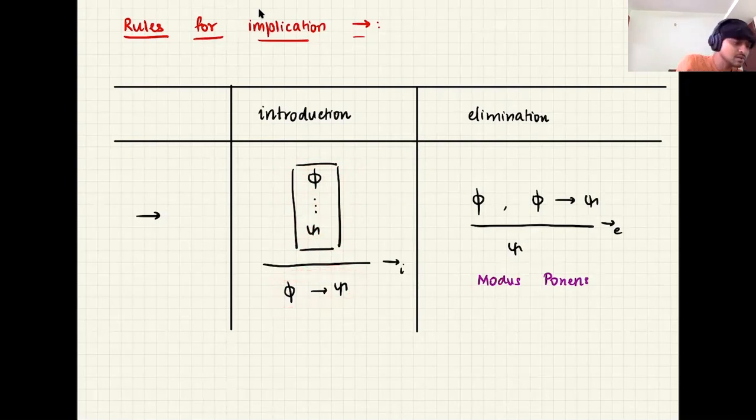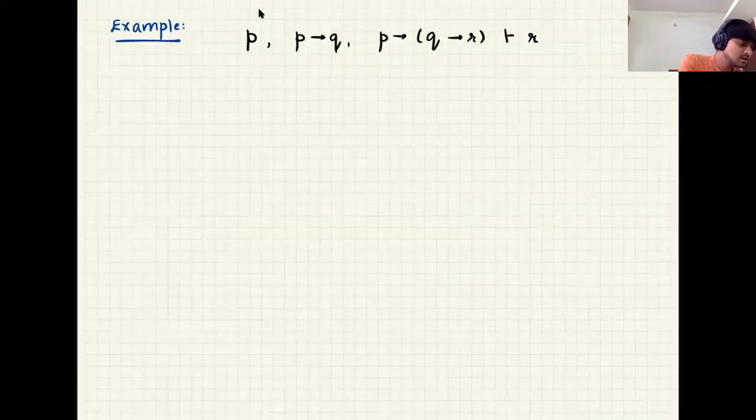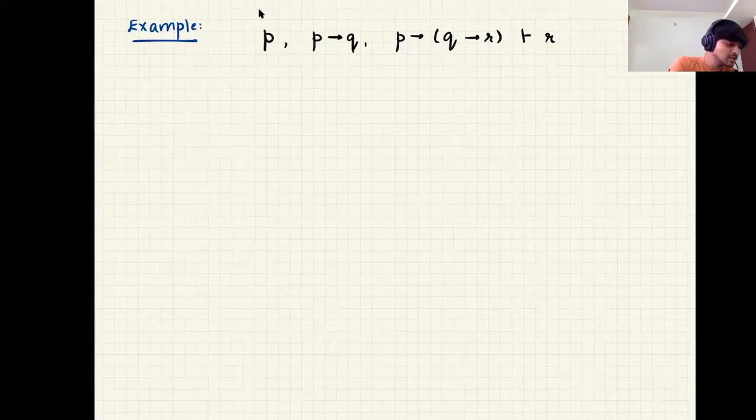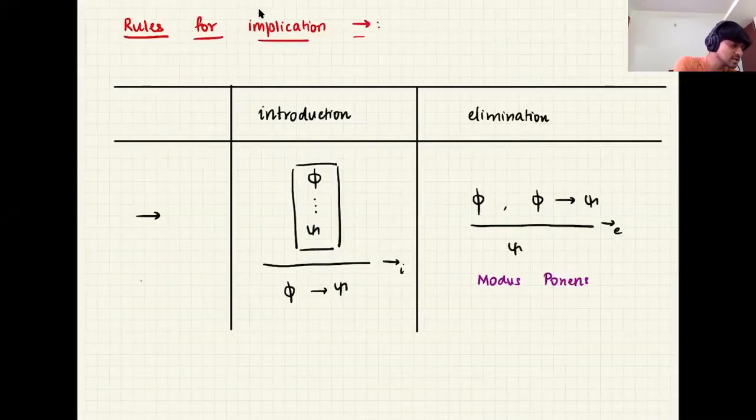So let's see an example. The sequent is: my premises are P implies Q and Q implies R, and from here I want to derive P implies R. Just try for a couple of minutes and then I will give you the answer. I will also copy the two rules here for your reference.